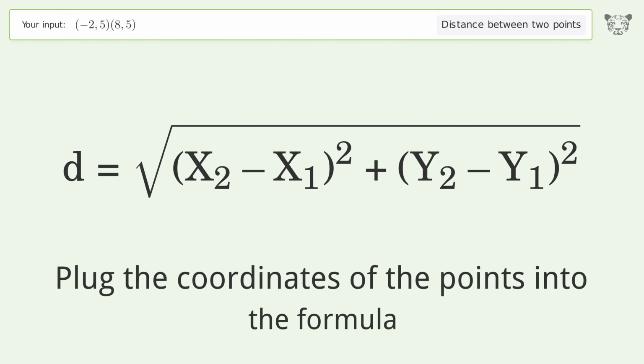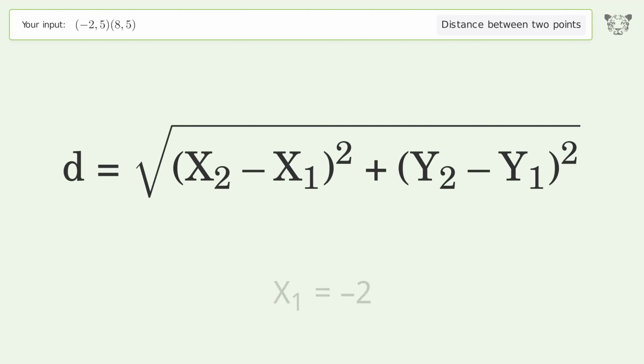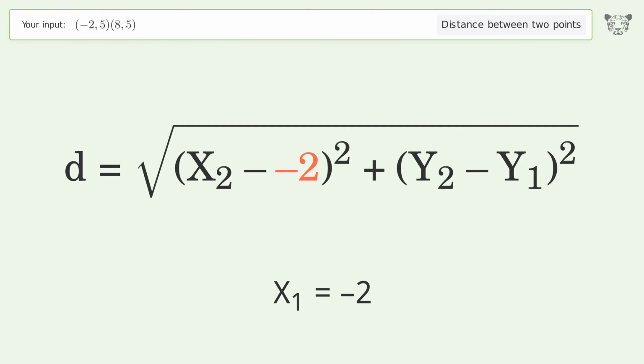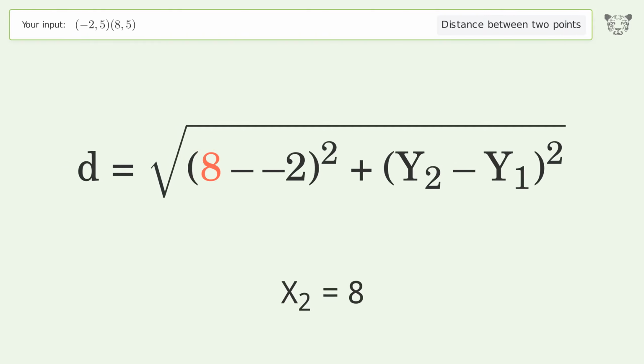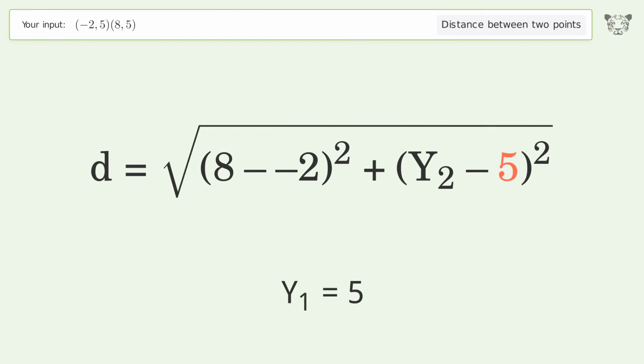Plug the coordinates of the points into the formula. x1 equals -2. x2 equals 8. y1 equals 5. y2 equals 5.